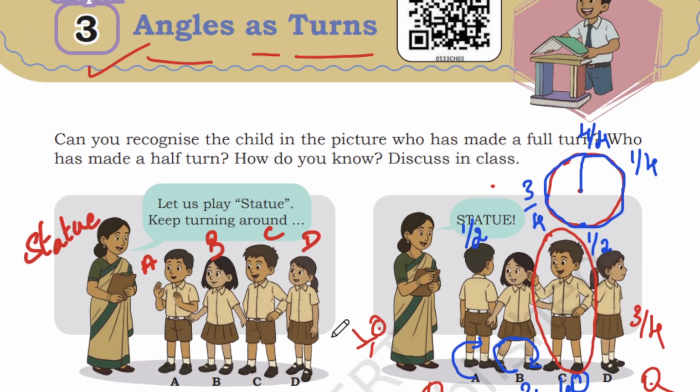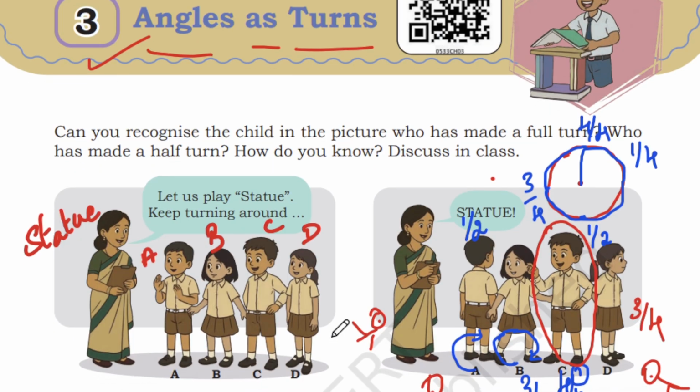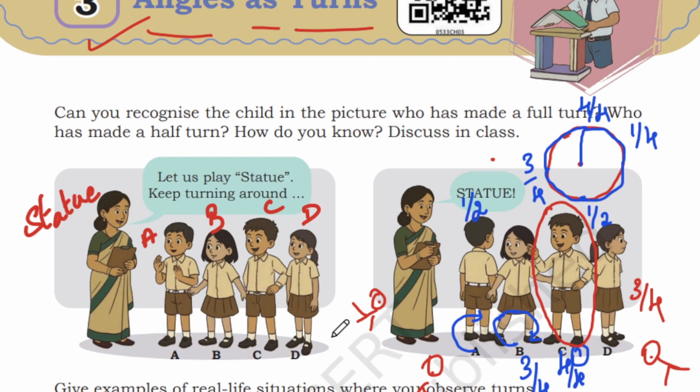So today we are going to see the part 2 video of class 5 maths chapter number 3, angles and turns.